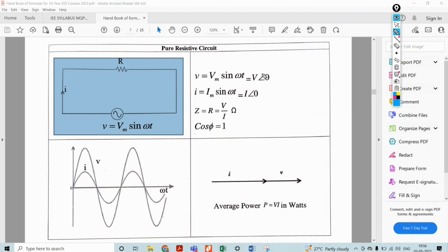Here they have provided V is equal to Vm sin omega t, I is equal to Im sin omega t, Z is equal to R. That is V by I. Cos phi is equal to 1. This you can remember.